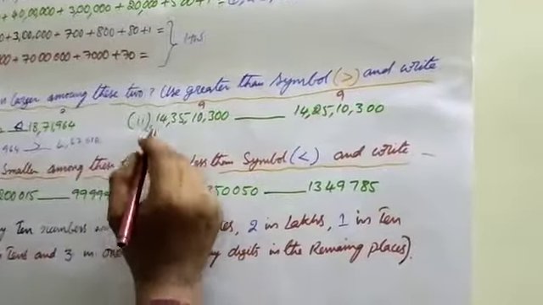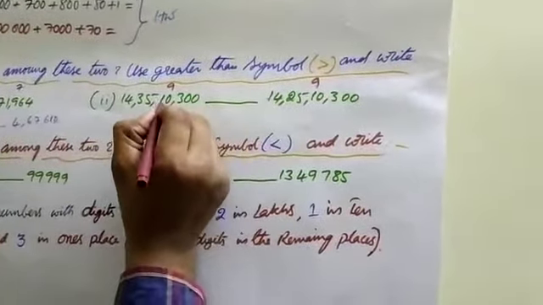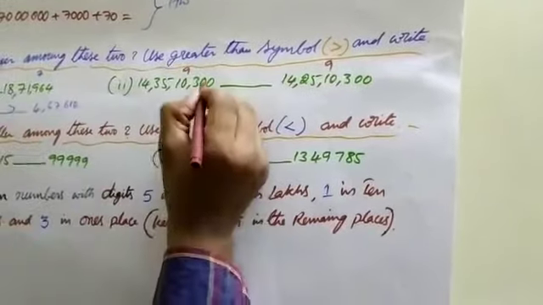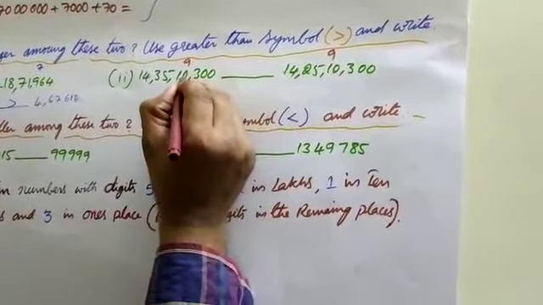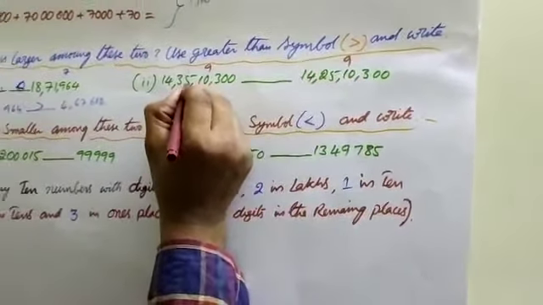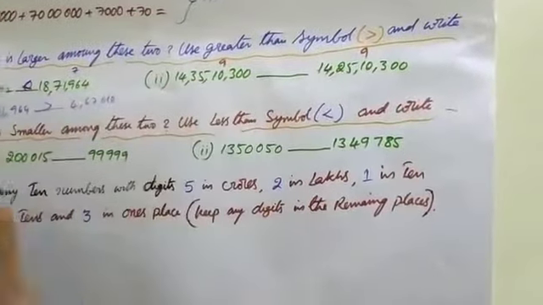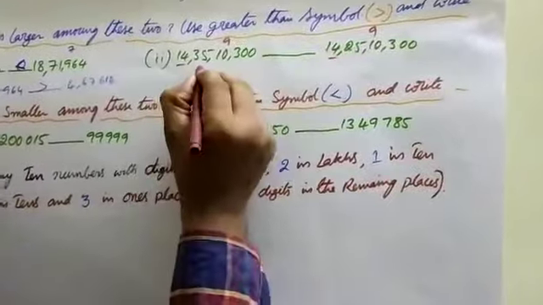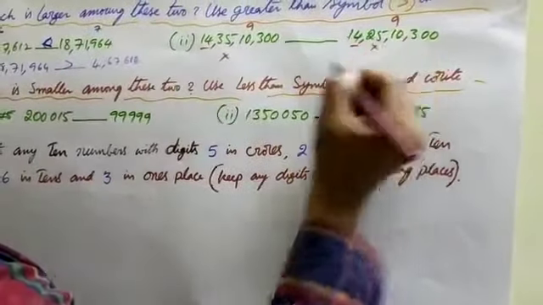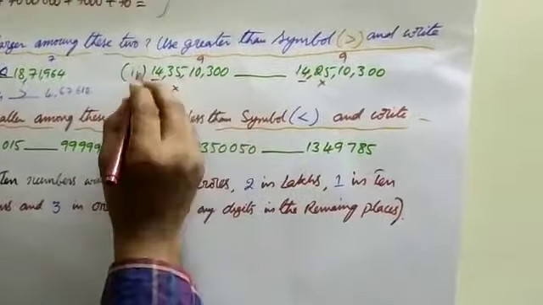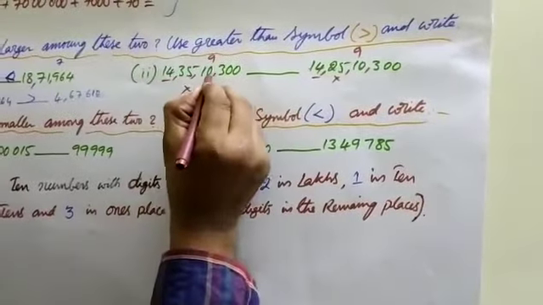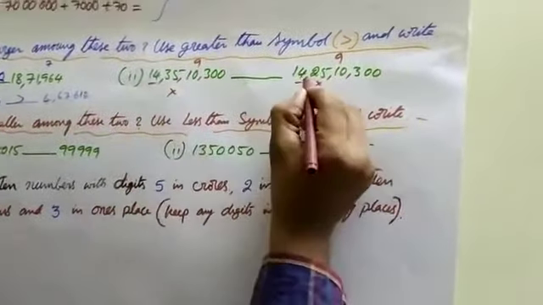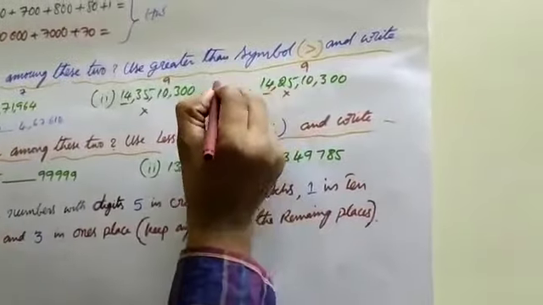Go to the crores. Ones, tens, 100, 1,000, 10,000, lakh, 10 lakh, crore, 10 crores. Like 14 crores, 14 crores. 35, 25. This is 35. 35 is the bigger number. 14 crores, 35 lakhs, 10,300. Here is 14 crores, 25 lakhs.